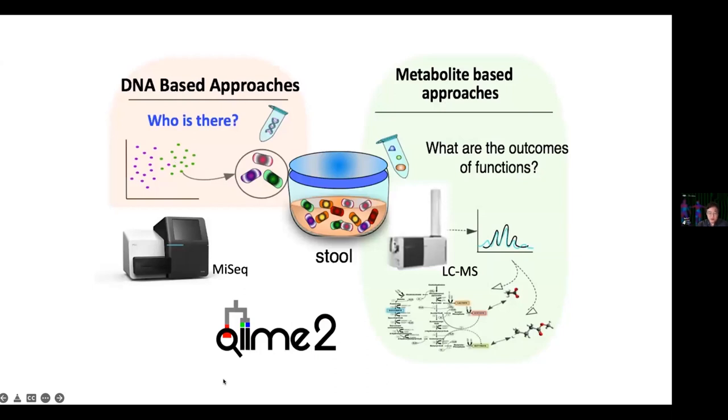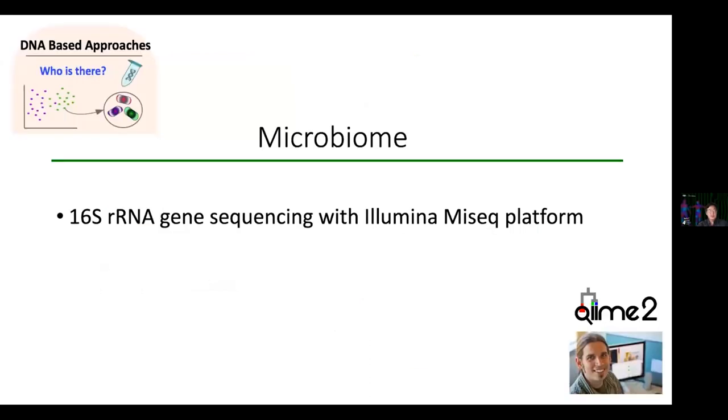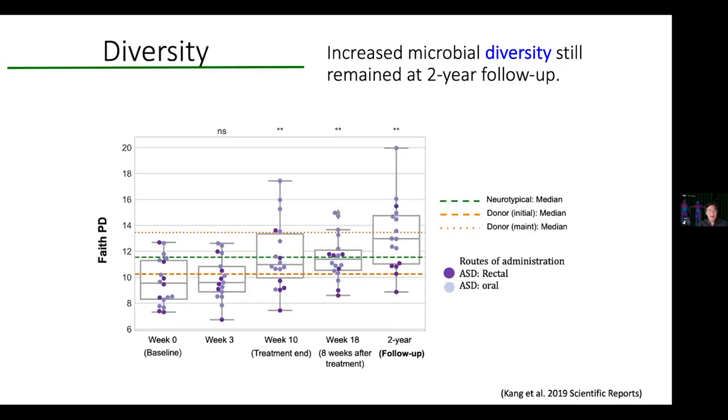And then we also took a look at the microbiome there. We tried DNA-based microbiome analysis and also a metabolite-based approach together. First, the microbiome: in the same way, we used the 16S ribosomal RNA gene with the Illumina platform. We found that diversity is still increased after 2 years.